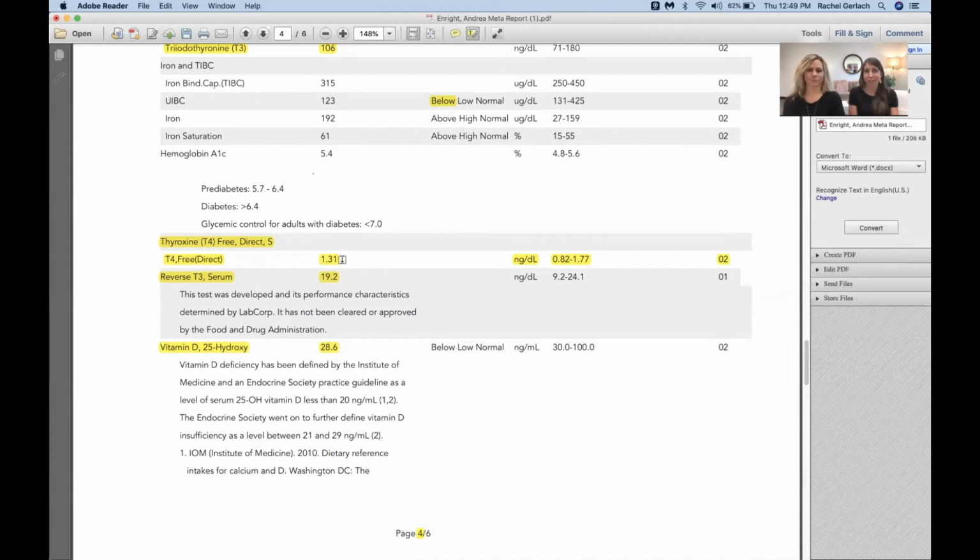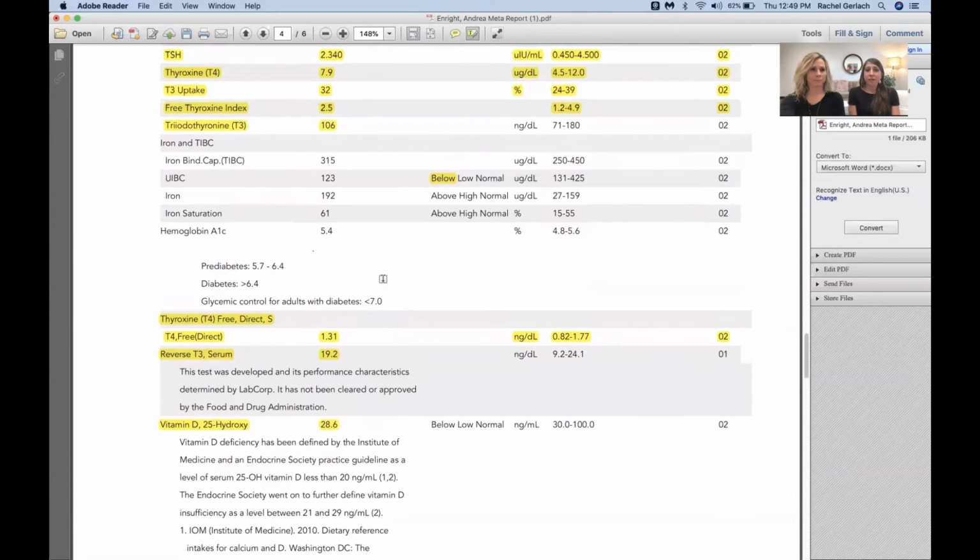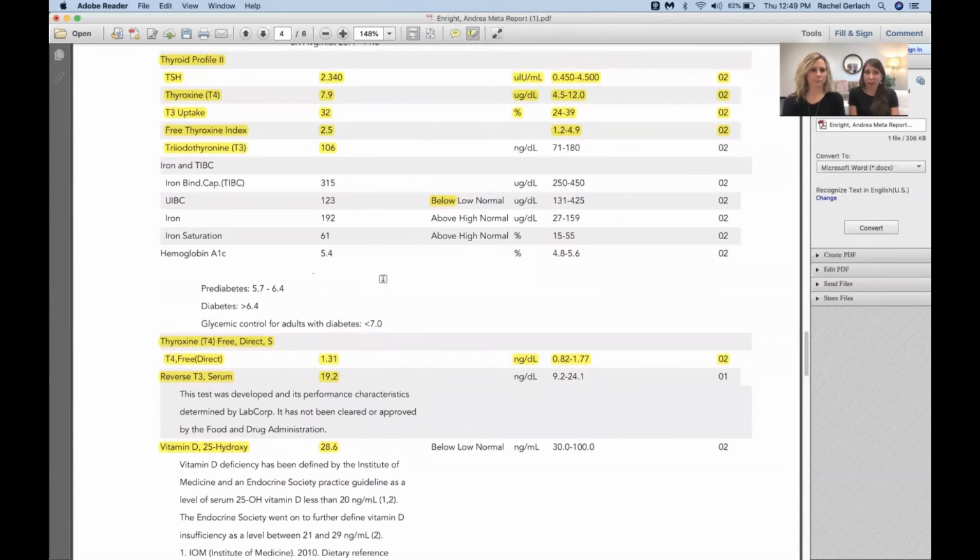There's a kicker though, so stay tuned till the end. Because this is what we see all the time. This person's flying under the radar. Totally. So free T4 looks fine, right? So far, we're checking off the boxes. This person's thyroid seems to look okay.